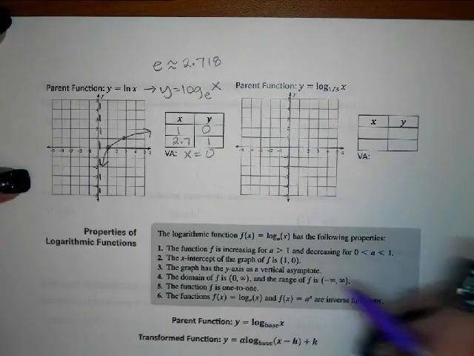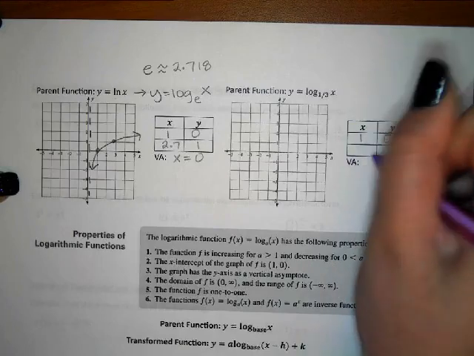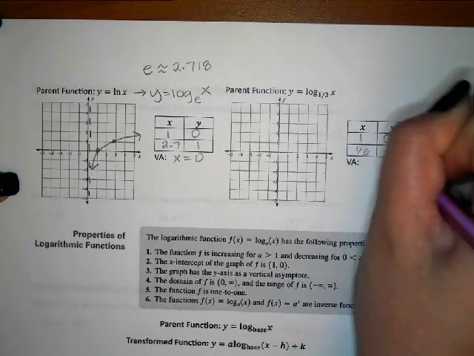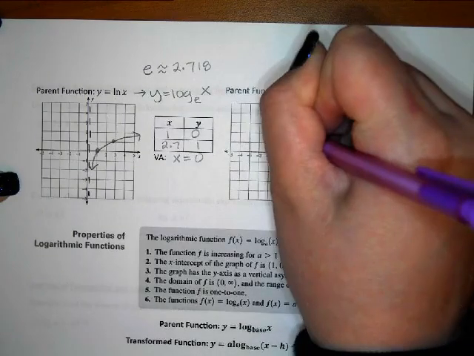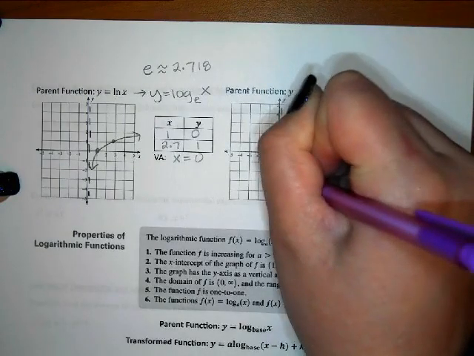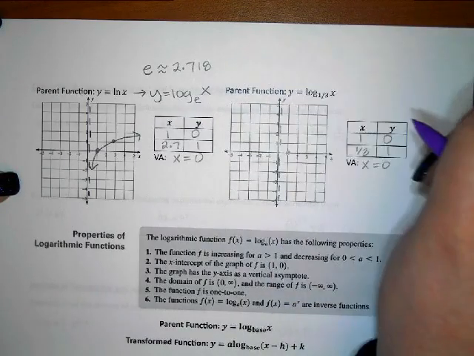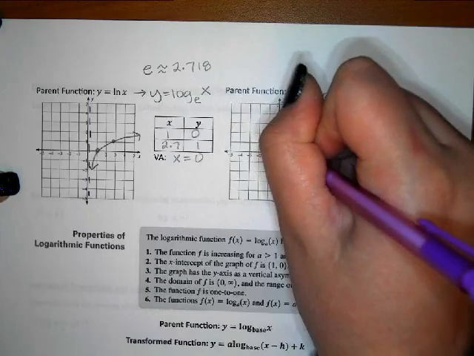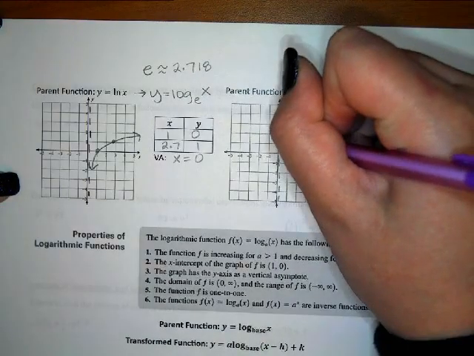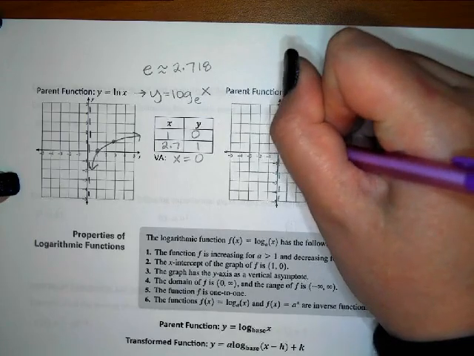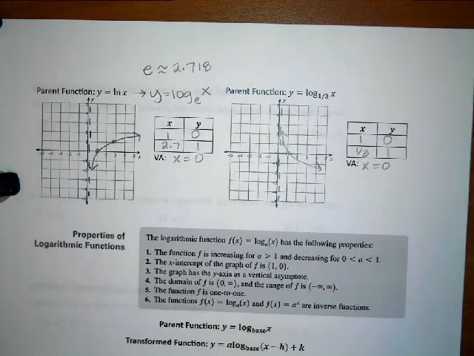Over here, the base is 1/3, so I'm going to have (1, 0), (1/3, 1), and a vertical asymptote of 0. So (1, 0), (1/3, 1), and it's going to look like that instead.